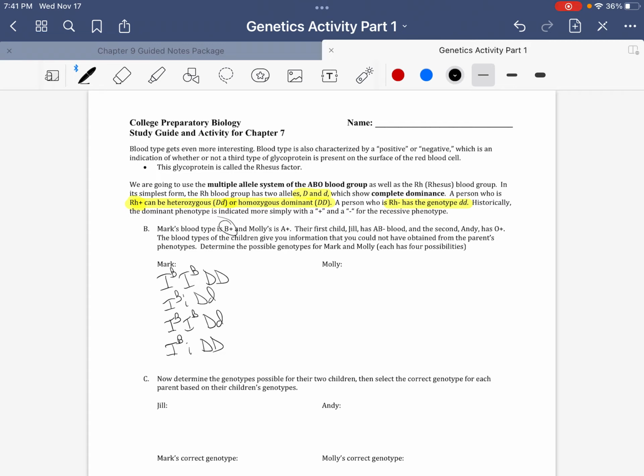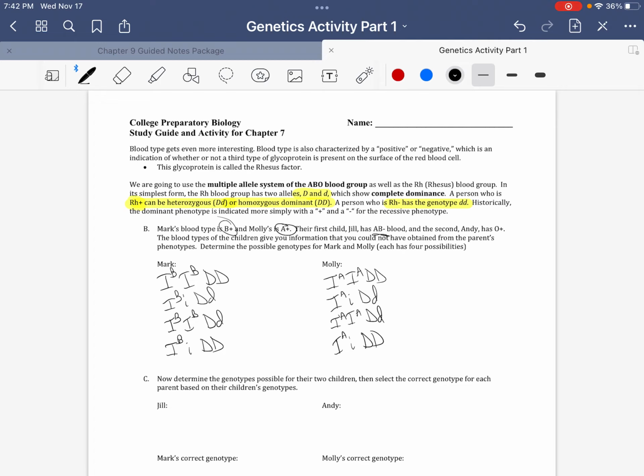Molly, she is A positive, so she could be homozygous dominant for the A protein and homozygous dominant for the rhesus. She could be heterozygous for both traits. She could be homozygous for the type A and heterozygous for the rhesus, or she could be heterozygous for the type A and homozygous for the rhesus. So we got four different possibilities for each of the parents.